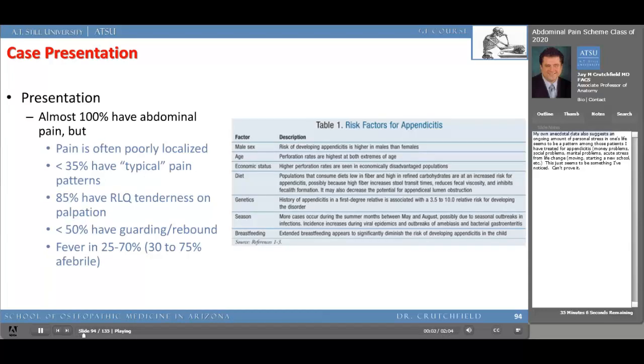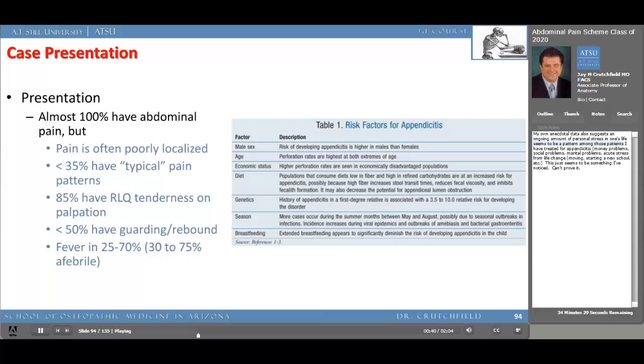And they say more cases occur in the summer months. I'm not sure that that's necessarily true. Extended breastfeeding appears to diminish the risk of developing appendicitis in a child. Interestingly, in my experience, a risk factor for appendicitis was a patient who was undergoing a great amount of stress in their life, either a new job or moving or marital difficulties or financial difficulties. Almost always there seemed to be some type of acute stress in the patient's life. I can't prove this, just an observation.